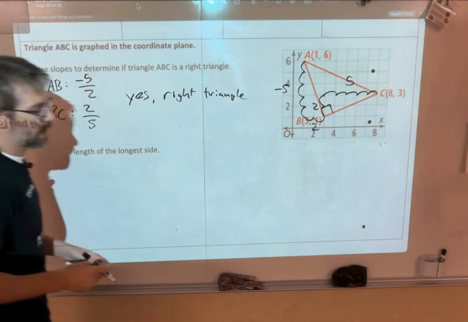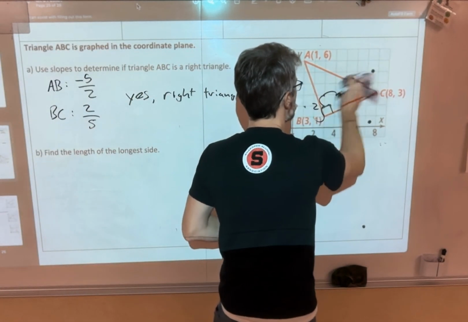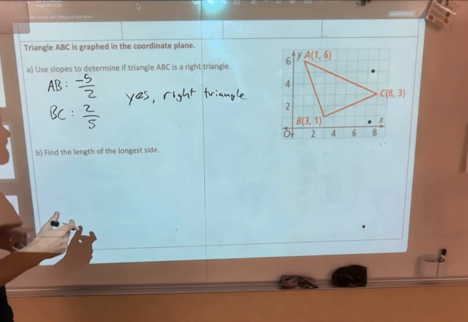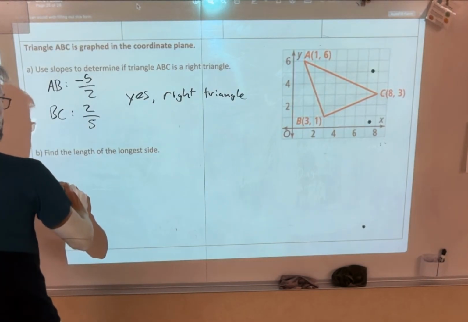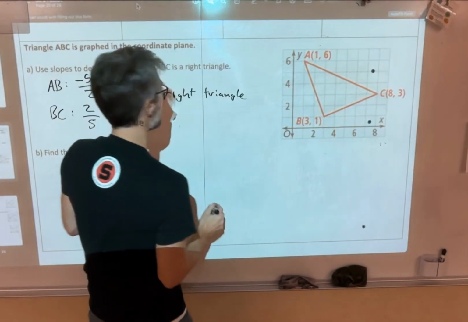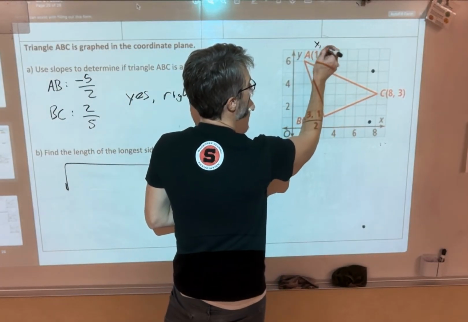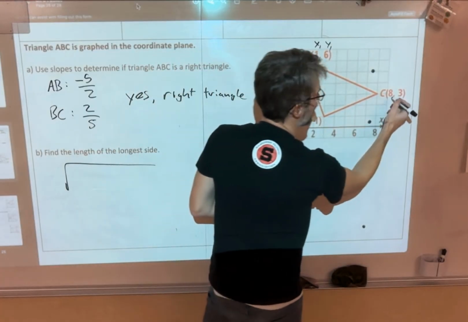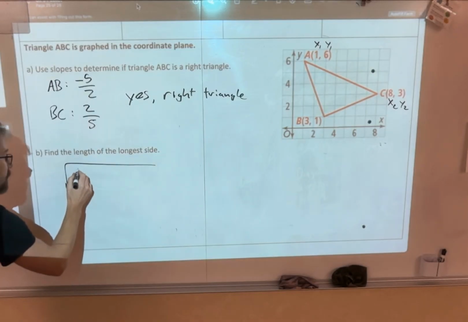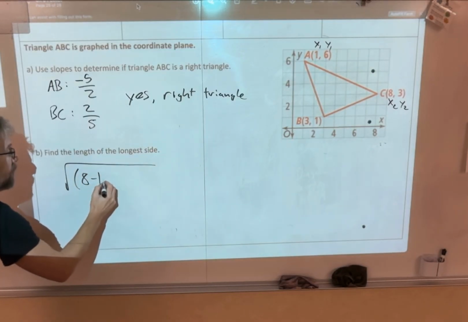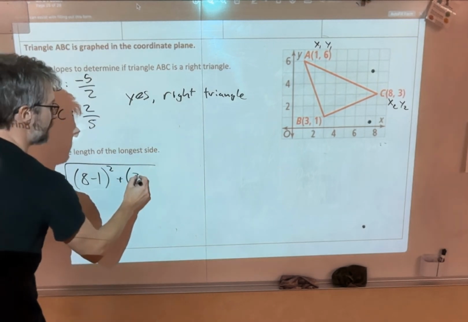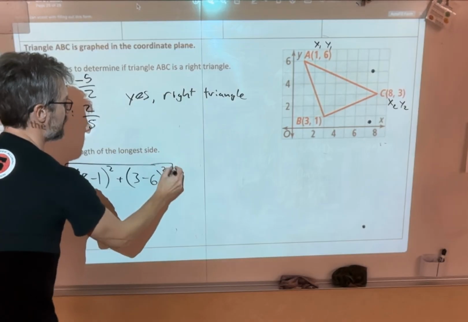All right, now finding the length of the longest side. In this case, we need the distance formula. For our distance formula, we're going from A to C, so we're finding the length of AC. This is going to be my x1, y1, which is 1, 6, and this is going to be my x2, y2. So that is going to be the difference in the x's, 8 minus 1 squared, plus the difference in the y's, 3 minus 6 squared.